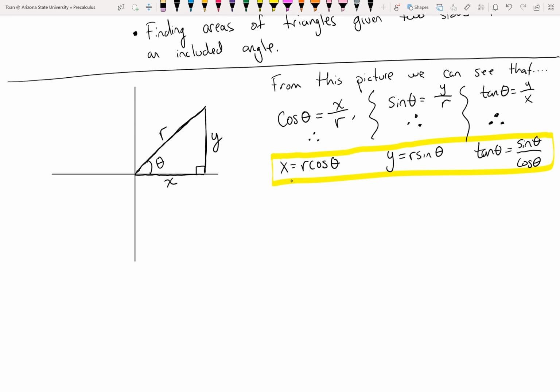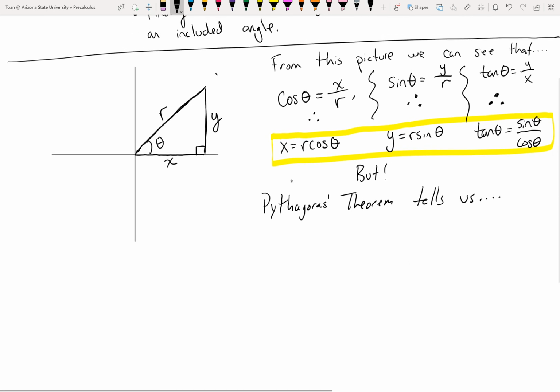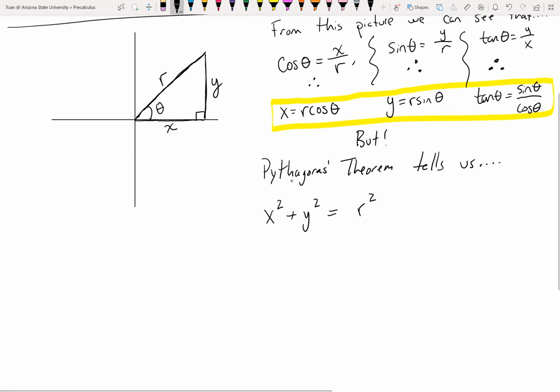However, I should say, Pythagoras' theorem tells us what? In this picture here, that the sum of the squares of the sides of a right triangle equals the hypotenuse squared, or in other words, x squared plus y squared equals r squared. I'm not making this up. This is just coming straight from Pythagoras' theorem.